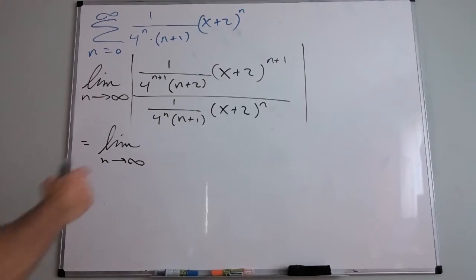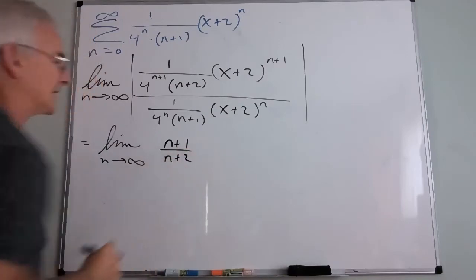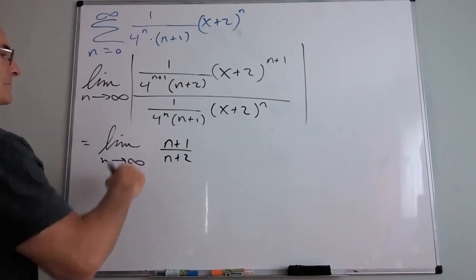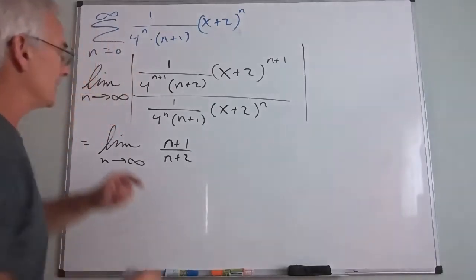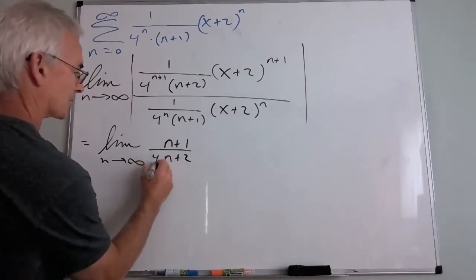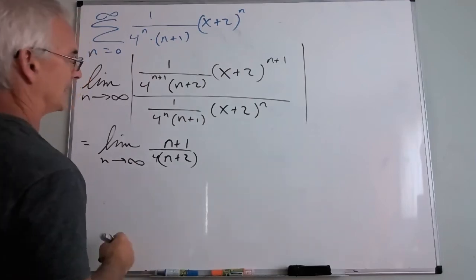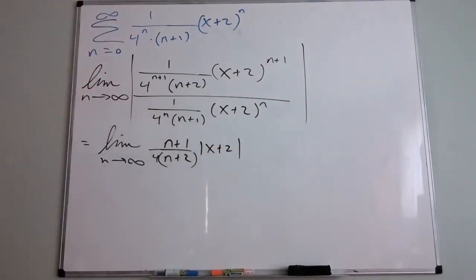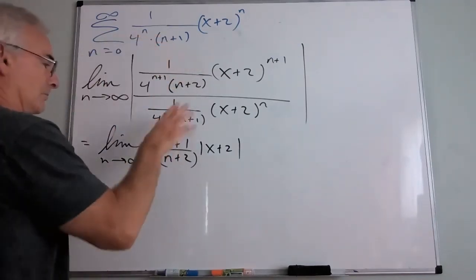Now, that n plus 1, I definitely have that. What about the 4s? It's just going to be 1 over 4. Is the 4 ending up on top or on the bottom? There are more 4s on the bottom, so this is going to be 1 over 4. Can I just put it right there? Is that legal? And then what's left? Absolute value of x plus 2. If you flip this over, 1, 4 on the bottom, beautiful.